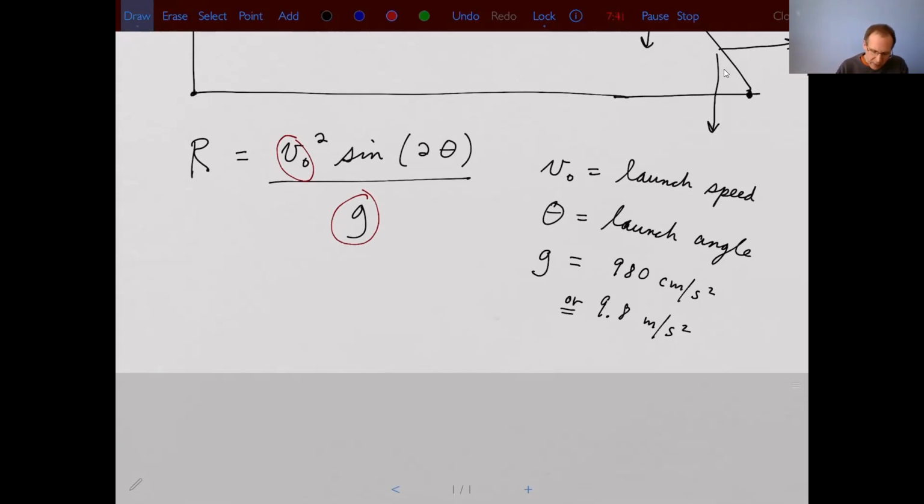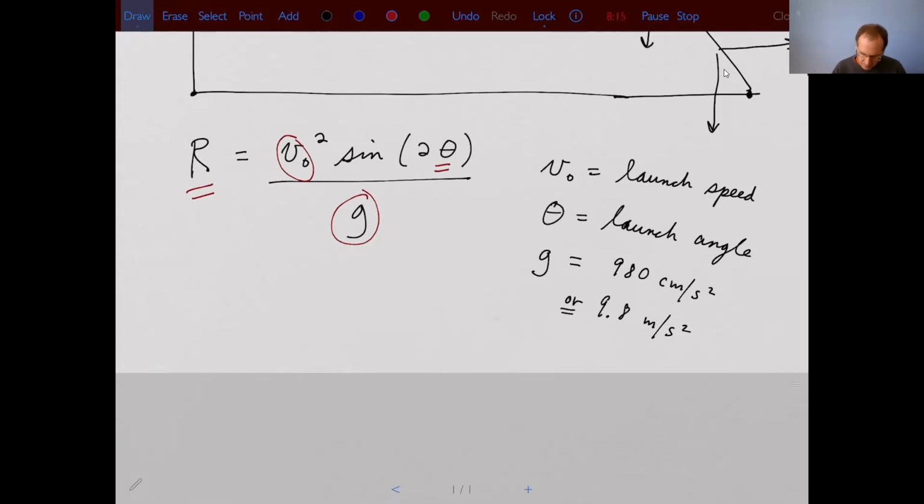So the V naught, the launch velocity, is going to depend on how strong the gun is. It depends on the spring in the gun itself. So we're going to measure that, but for each gun, that's going to be a constant. So for your data, basically, it's going to be a constant. So really, the range here is going to depend on the angle theta. So as we vary theta, it's going to affect the range. And that's really what we're interested in. How does the range change as that angle theta changes?